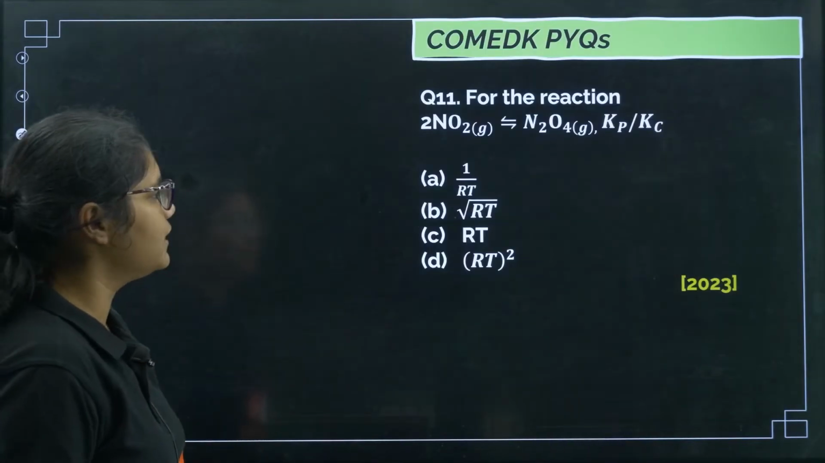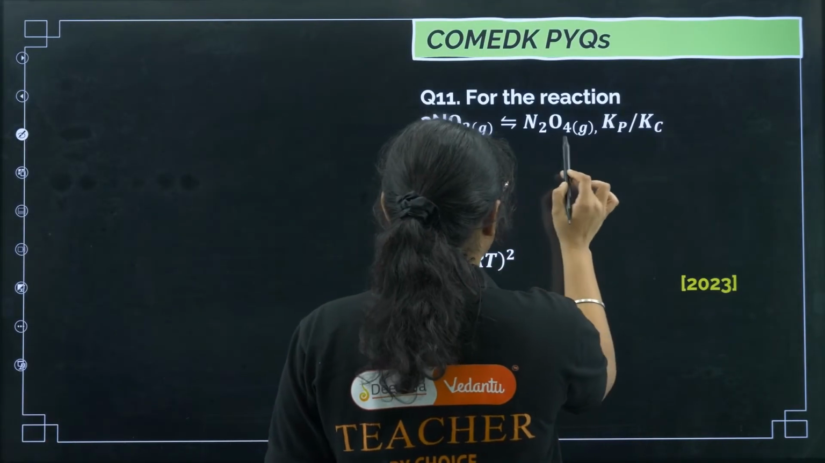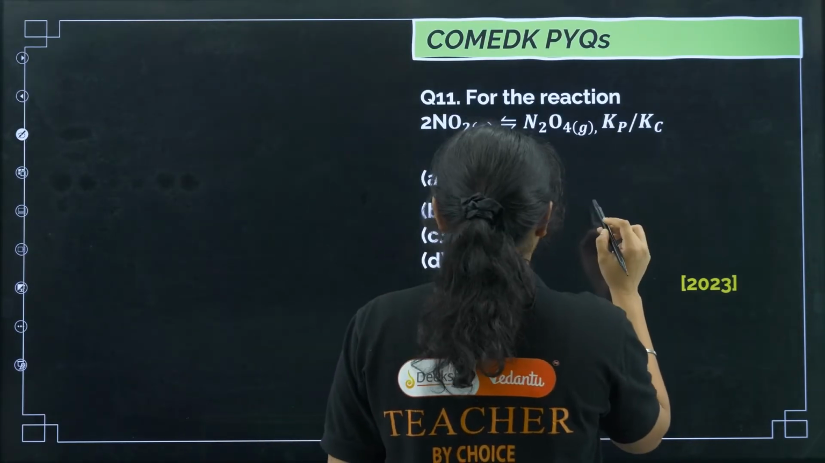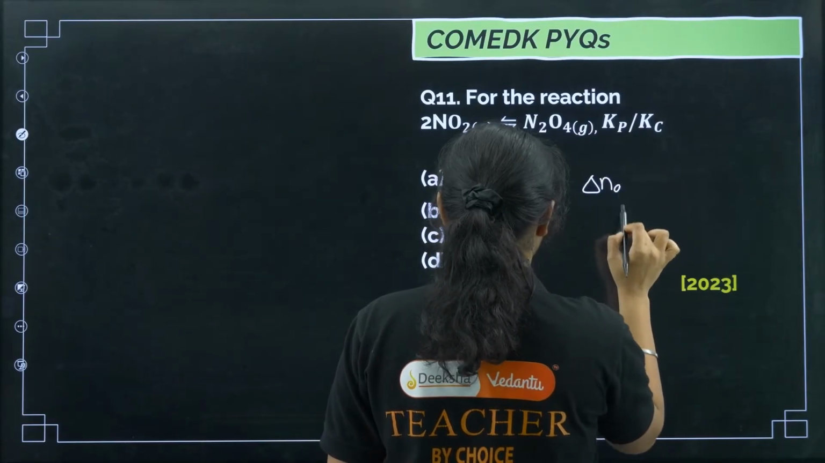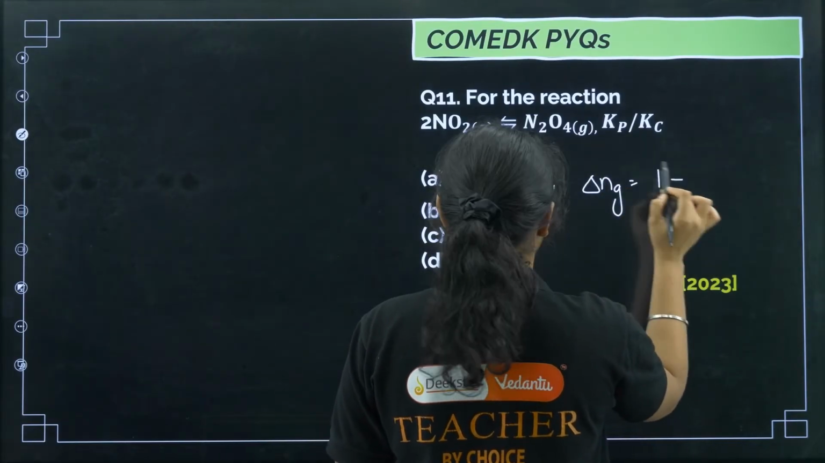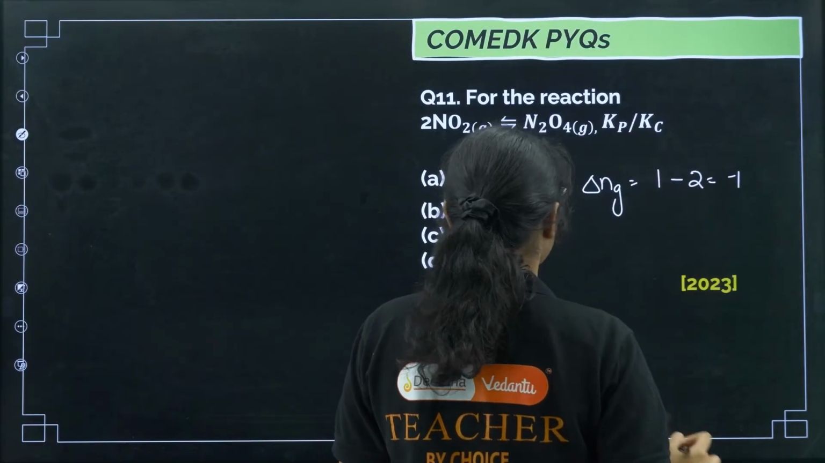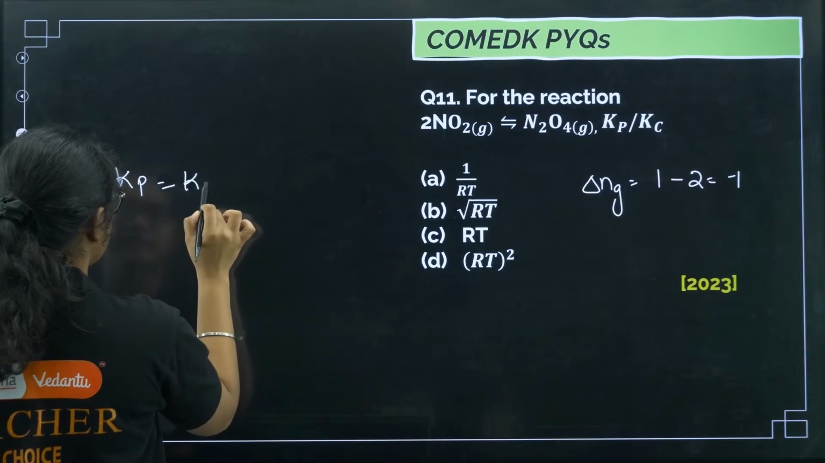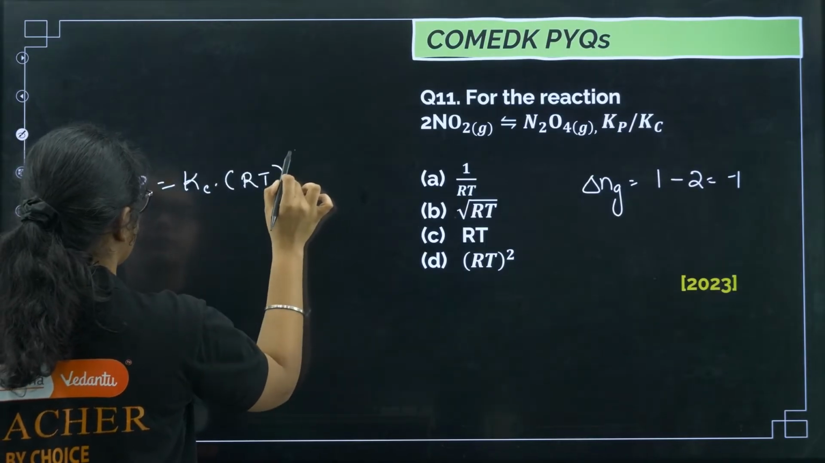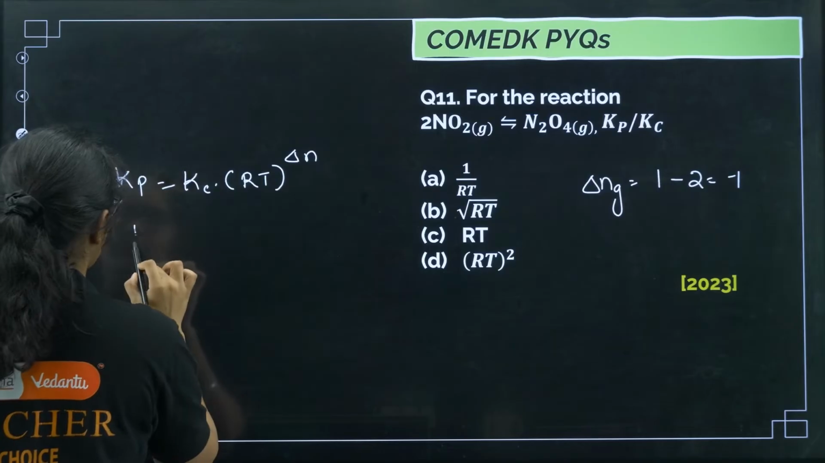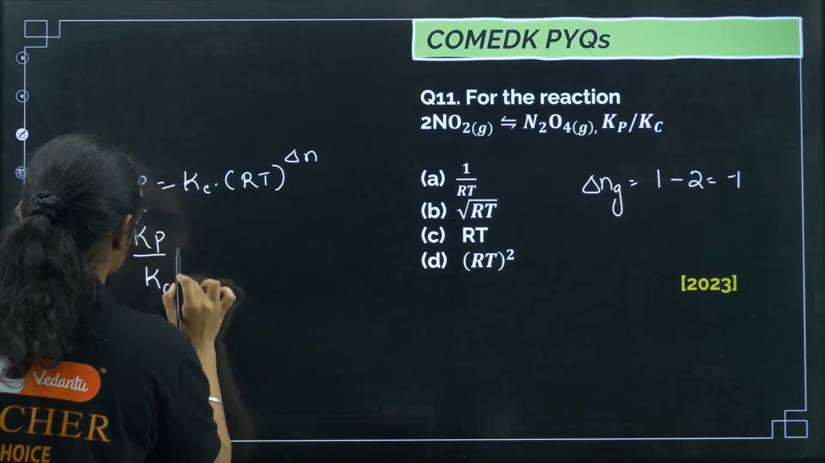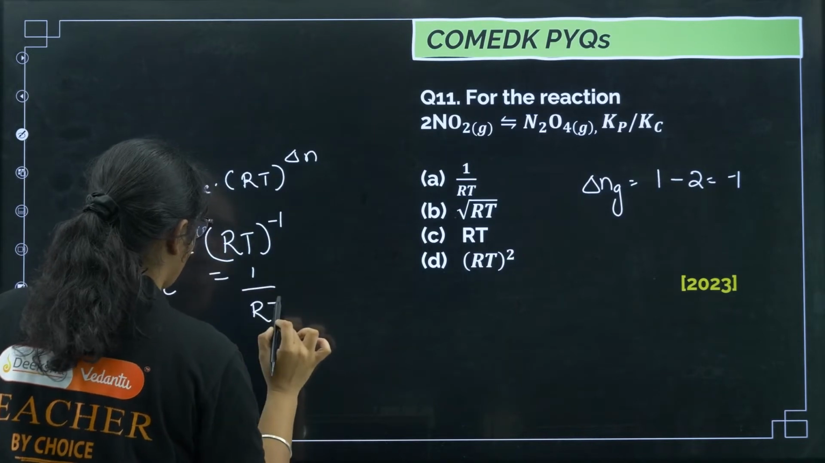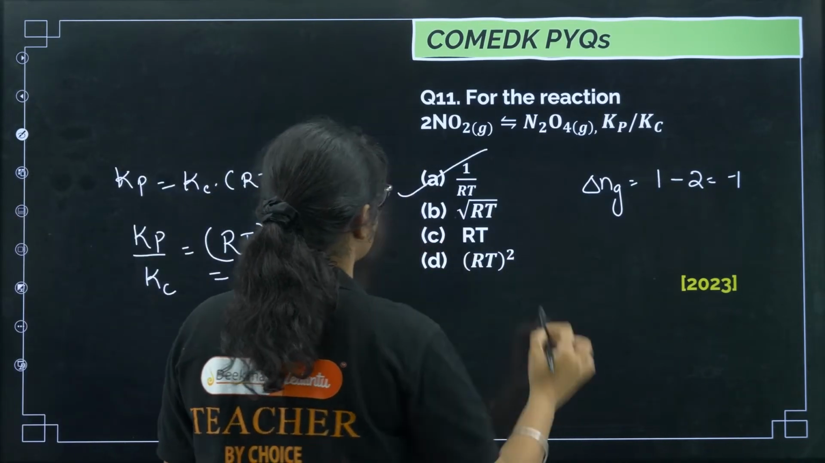Next, question number 11. For the reaction 2NO2 gives N2O4 gas, Kp by Kc is equal to what? If you see here, what is the delta ng formula? Delta ng is 1 minus 2, that is minus 1. Now Kp is equal to Kc into RT to the power of delta n. Delta n is minus 1. So I'll write Kp by Kc is equal to RT to the power of minus 1, or 1 by RT. So that is option number A here.